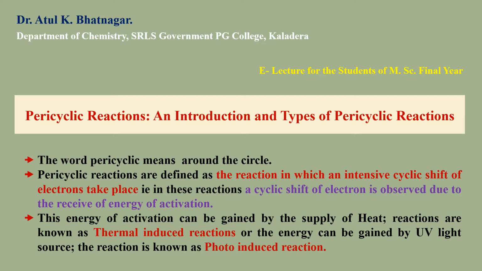But ultimately we shall see there is a movement of pi electrons, formation of a new sigma bond, formation of a new pi bond, or loss of a sigma bond, or loss of a pi bond. In some cases there may be formation of a sigma bond and no loss of a pi bond. So all such types of reactions are known as pericyclic reactions. Now we come to the point: how does this movement of electrons take place? Pi electrons gain energy, and this gained energy is known as energy of activation.